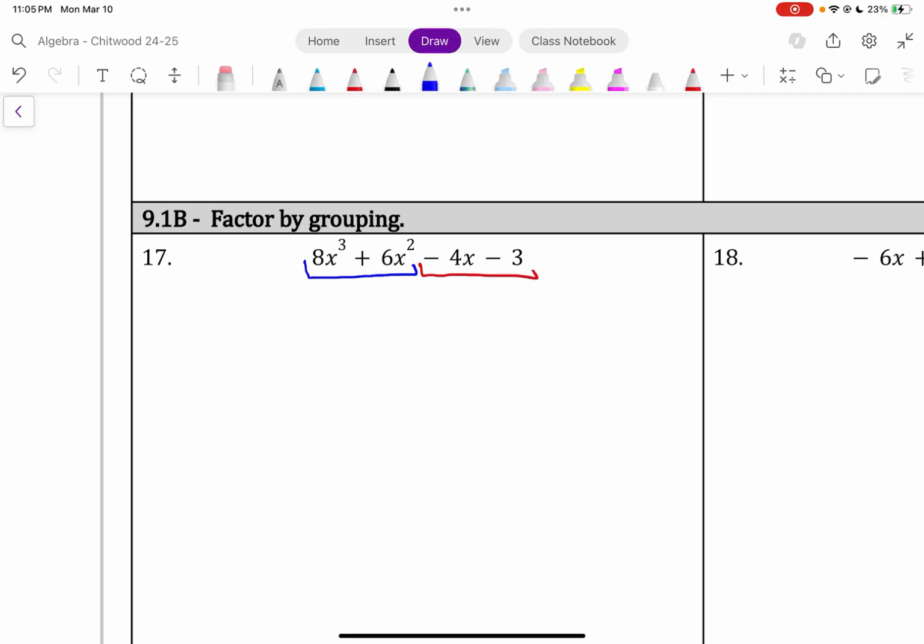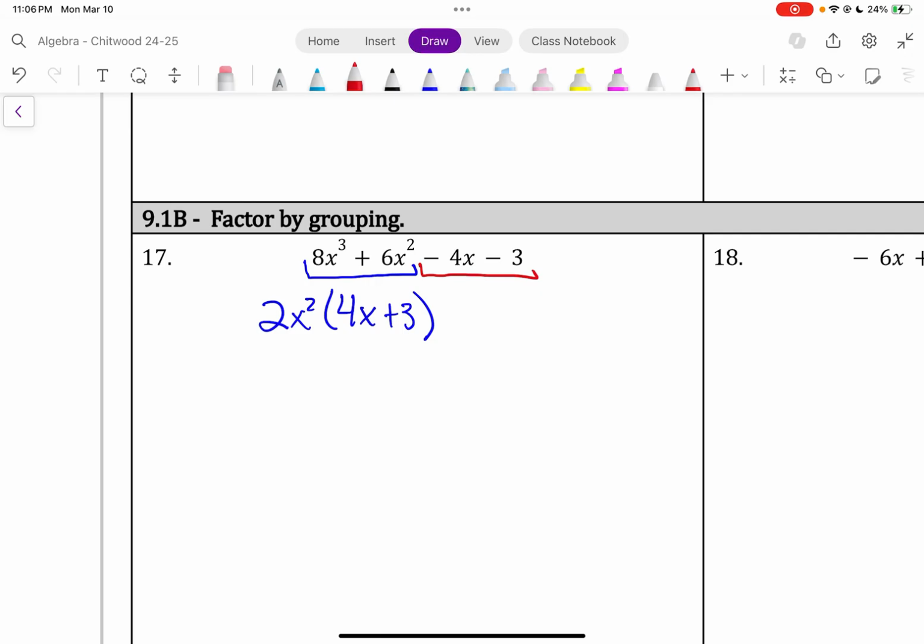I want to start by finding the GCF and the remainder of the first binomial. The greatest number I can take out is 2. The greatest variable I can take out is x squared, and my remainder will be 4x plus 3 on the inside.